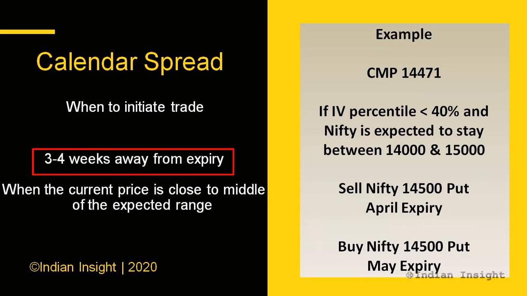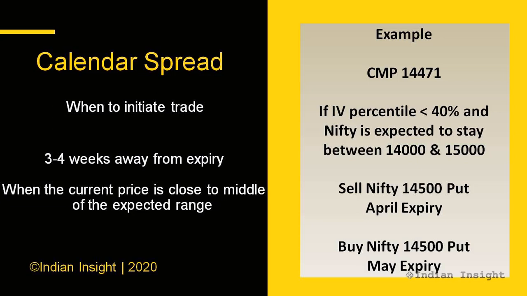Now the best time to initiate a calendar spread is when you are 3 to 4 weeks away from expiry for the short option position. Now during this period, the theta decay would start to kick in, and if the prices stay in a range, then you can expect that the theta will accumulate rapidly over time. When you initiate the trade, the price of the underlying should be close to the middle of the range. So for example, if the current price is close to 14,500 and if the prices are expected to stay in the range between 14,000 to 15,000, then you can initiate a calendar spread for this strike price.